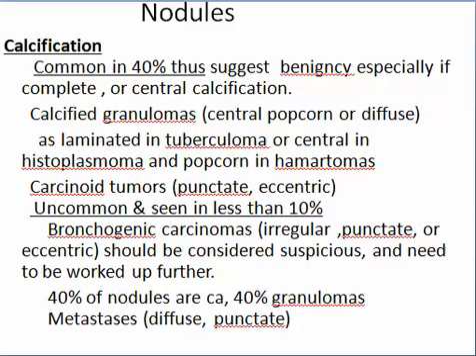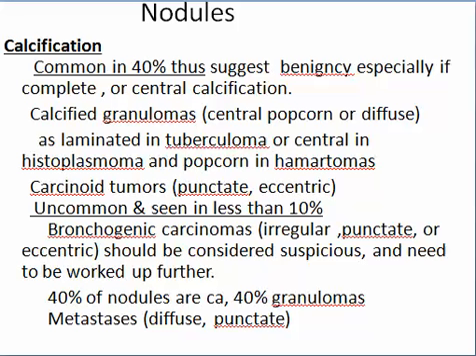in most cases, except if the calcification has a characteristic appearance like lamination, popcorn, or central. Now 40%, as we said, are due to carcinoma and 40% are due to granuloma. What about metastasis? If metastasis calcify, it will be diffuse and punctate, mottled.